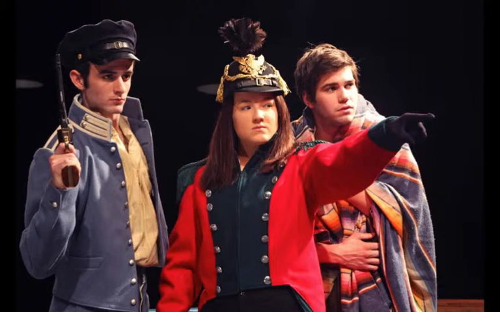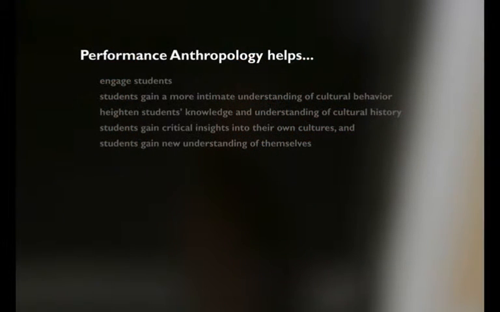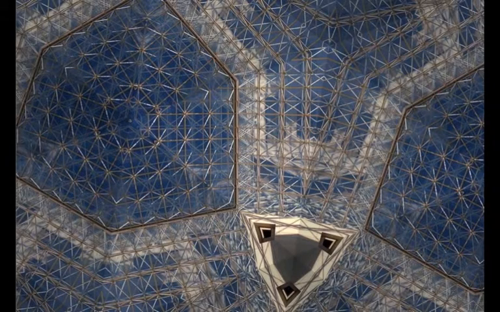technicians. The objectives he sought to attain were to engage students, to help students gain a more intimate understanding of cultural behavior and diversity through the adoption of character roles, to heighten students' knowledge and understanding of cultural history, to help students gain critical insights into their own cultures, and to help students gain new understandings of themselves through comparative reflection. Presenting research and scientific data of the senses in engaging interactive environments can elevate the role of sensory understanding to the higher level it deserves.